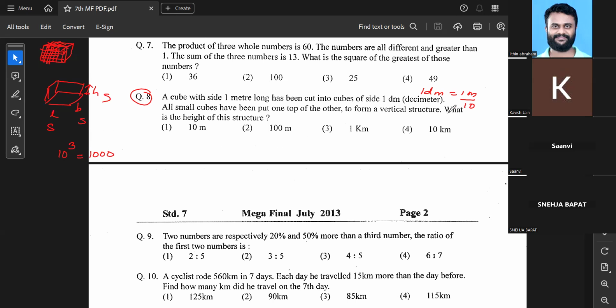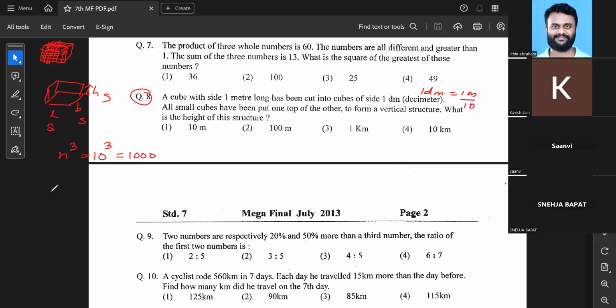Where did 10 come from? Because it is being cut into 10 parts. Basically, the number of parts raised to 3 will be your number of cubes. So how many parts is it being cut into? Into 10 parts. Since it is a cube, I'll put cube. So the total number of cubes you'll be getting is 1000 cubes. Okay, this is a technique.